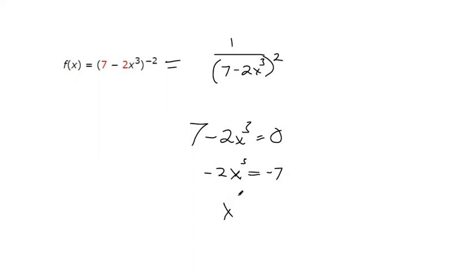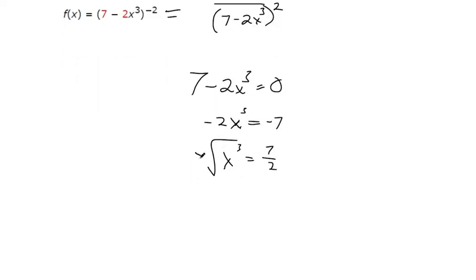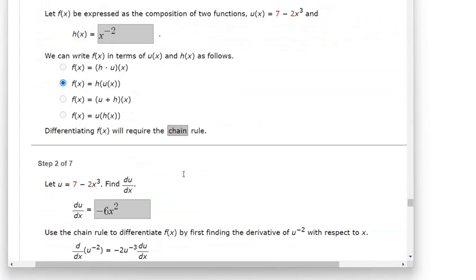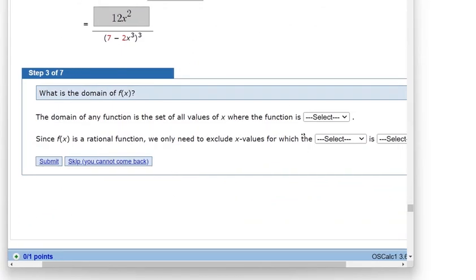Divide negative 2 from both sides. And then use a cubed root to cancel out the cubed, right? So we get x is the cubed root of 7/2. I don't know if they want us to rationalize the denominator or not, but let's try it because I'd rather not if I can avoid it.